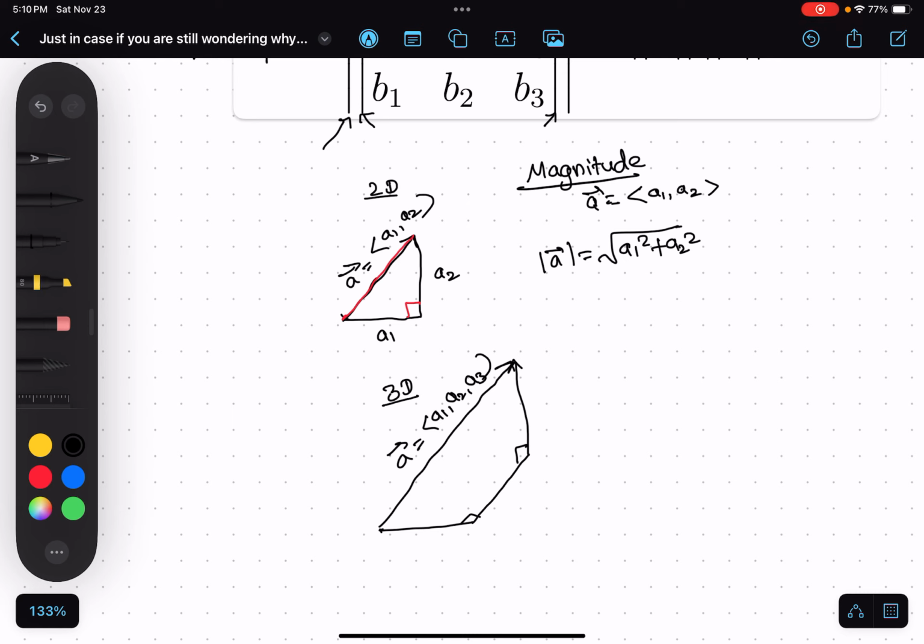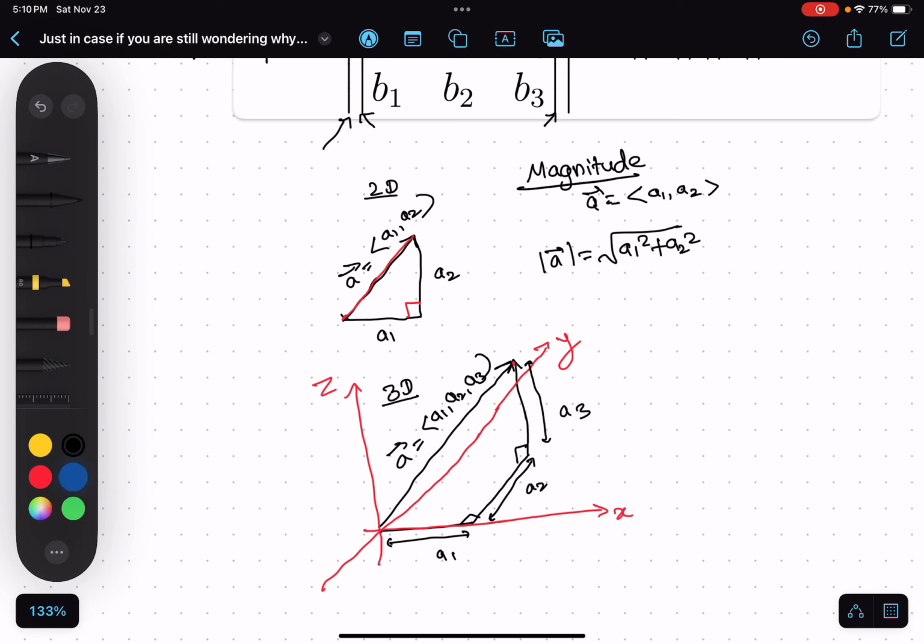Now let me also draw the coordinate axes if you are having a hard time understanding what's going on. This is the x-axis, this is the y-axis, and this is the z-axis. So this point over here goes a1 units in x, then in y it goes a2 units, and in z it goes a3 units.